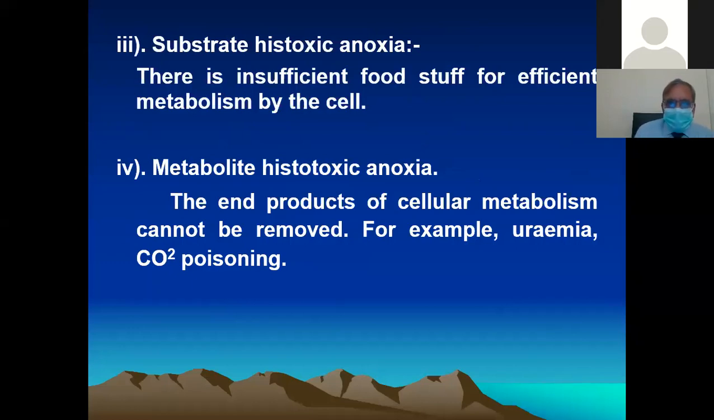Substrate histotoxic anoxia: there is insufficient foodstuff for efficient metabolism by the cells. Although oxygen is available, the foodstuff for which oxygen is required is not available. Metabolite histotoxic anoxia: the end products of cellular metabolism cannot be removed, for example, uremia, carbon dioxide poisoning. These are the possibilities.